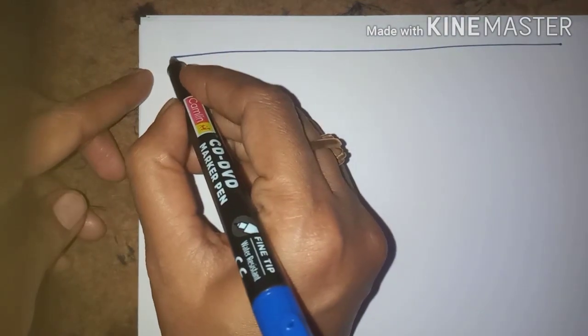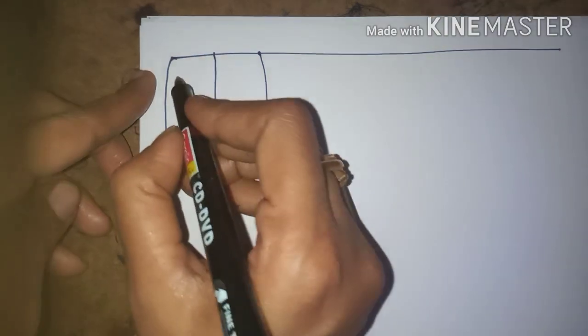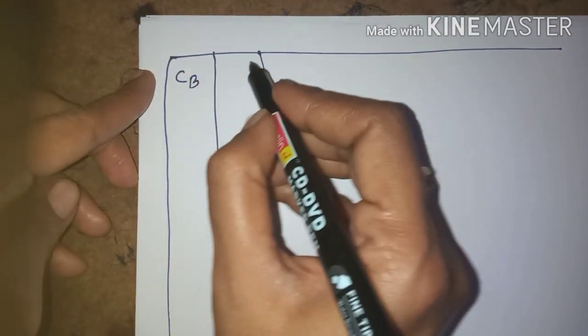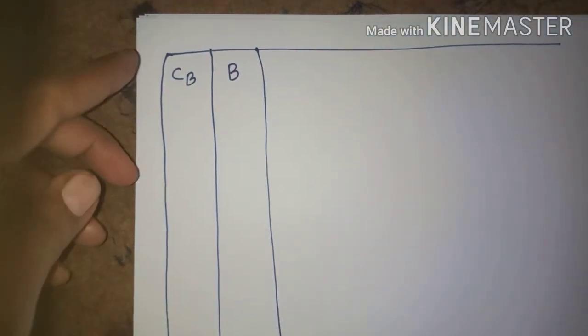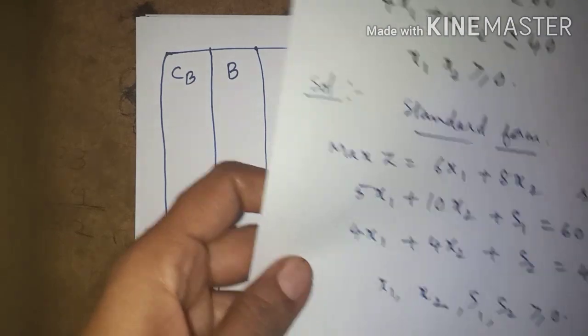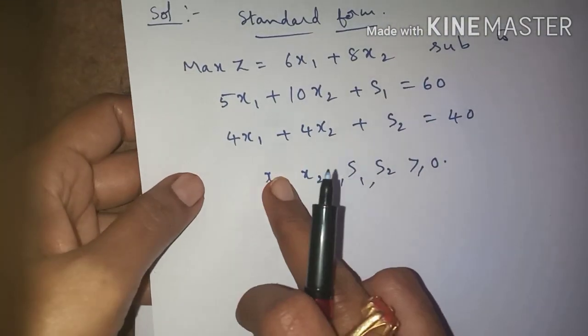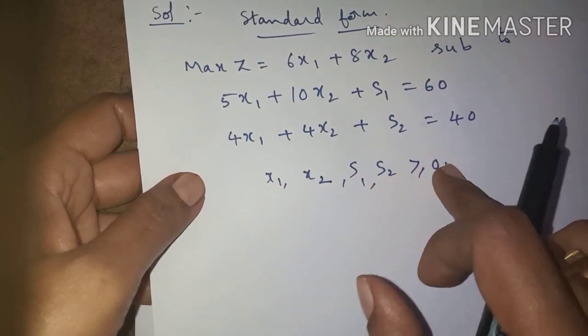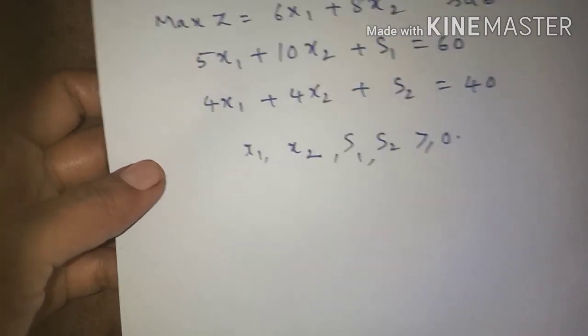To draw the initial simplex table, first draw the line like this. And first column, second column, and first column is for CB and second column is for basis B and third column is for the body of the simplex table. The body of the simplex table, first how many variables are there we will see. If you see the variables x1, x2, s1, s2 greater than or equal to 0, that means total 4 variables we have, x1, x2, s1, s2.